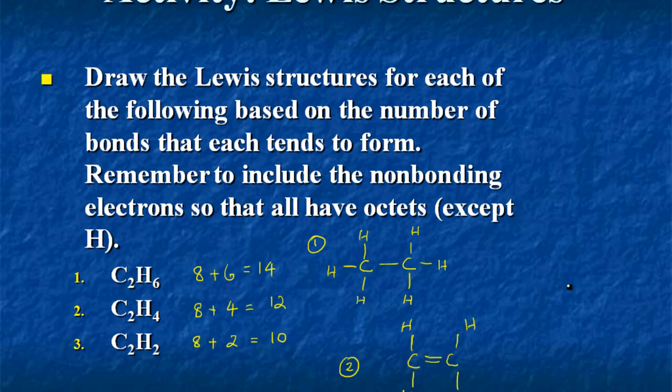Everyone is happy. The third one, once again 2 carbons and 2 hydrogens only, so one hydrogen on each carbon. How many are we using? 2, 4, 6. How many do we have? 4 more. So can we put anything on hydrogen? No. So each carbon needs how many more?